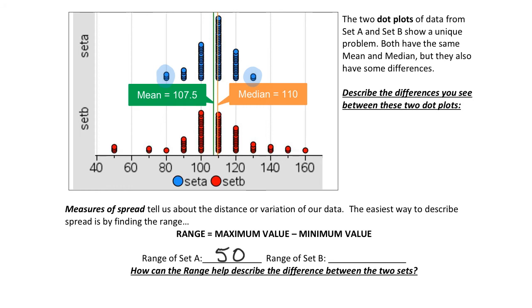For our second box plot, set B, our highest value is at 160. Our lowest value is at 50. Subtract those two, and we get 110. So you can see you could use the range as a measurement to show or to explain to someone that the minimum and the maximum values are much further apart in set B than they are in set A.